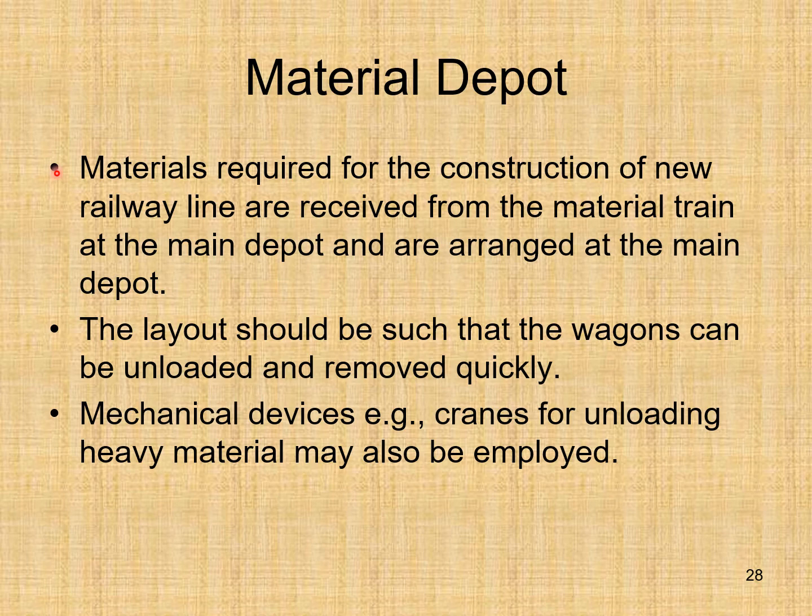Material depot. Materials required for the construction of a new railway line are received from the material train at the main depot and are arranged at the main depot. The layout should be such that wagons can be unloaded and removed quickly. Mechanical devices such as cranes for unloading heavy materials may also be employed.